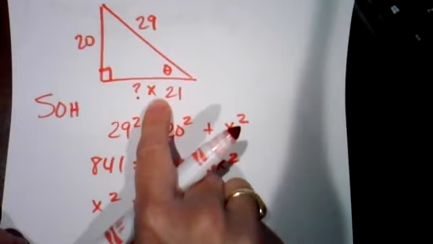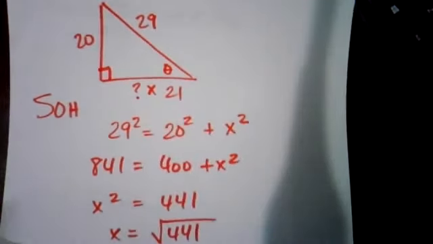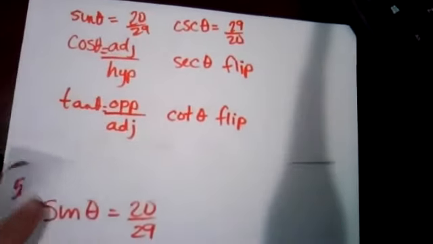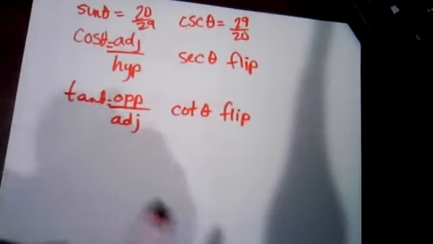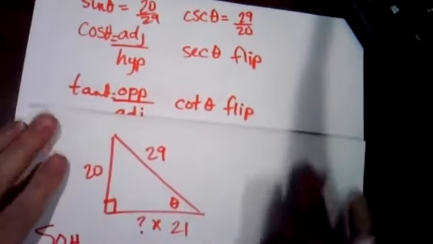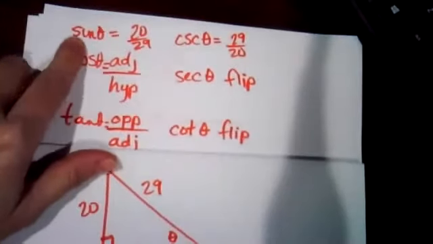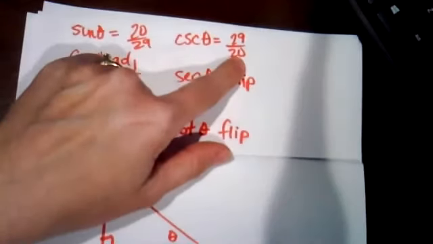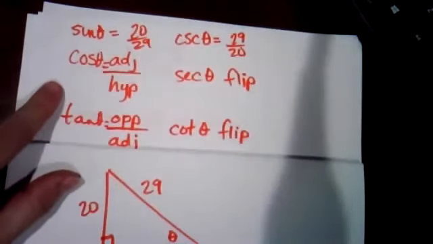Now it says state the other 5 trig ratios for the acute angle theta. Okay, so what I've done here, let's see if I can do this so you can see all of this. Okay. All right. So I go ahead. I know I've already got this one. Okay. So my cosecant right here is the opposite of that. Sorry, flipped of that. Okay. So you're doing the reciprocal of that.